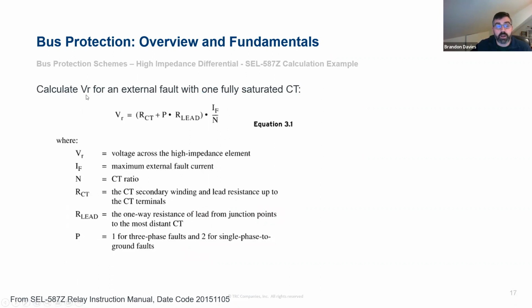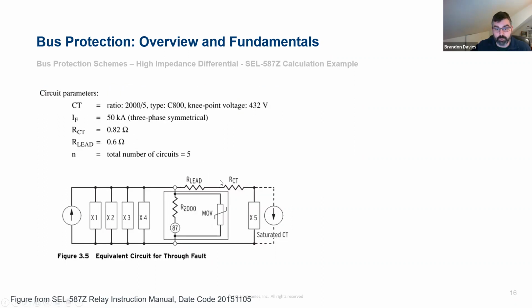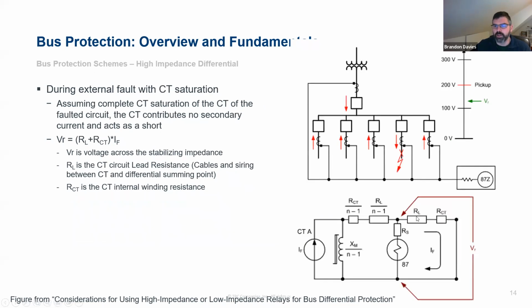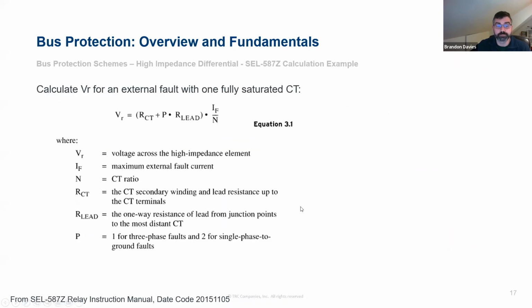So we can go in and calculate that VR, which is the voltage across the impedance element, looking at that circuit. Your fault current is going to be circulating through the CT lead resistance and the CT winding resistance, and the fault current is what's driving that voltage. So this is that same equation here. We've got our CT resistance, our lead resistance, and a factor here for the lead resistance.